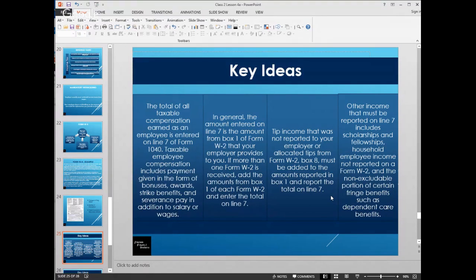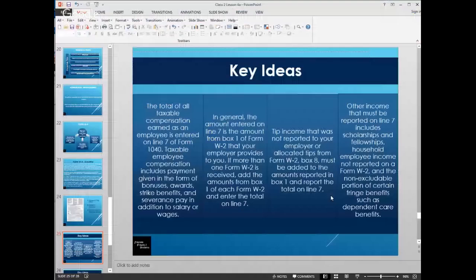If you receive more than one W-2, you would add up the amount in all of the box ones and put that total on line 7. If you are working in a tip industry, your tip income should be reported to your employer for any month where it's more than $20, and it should be included on that W-2.